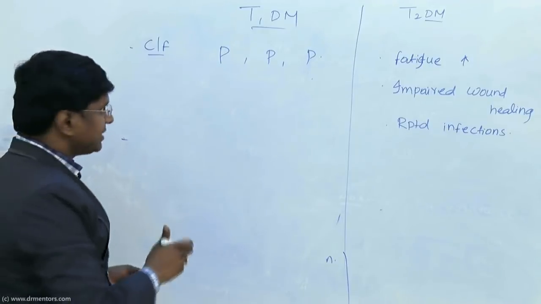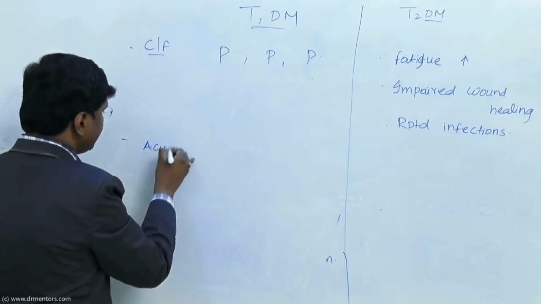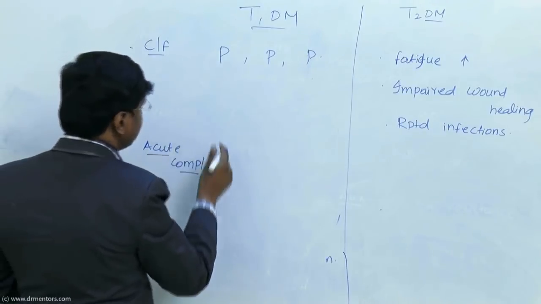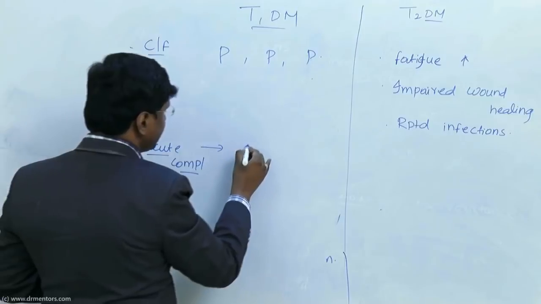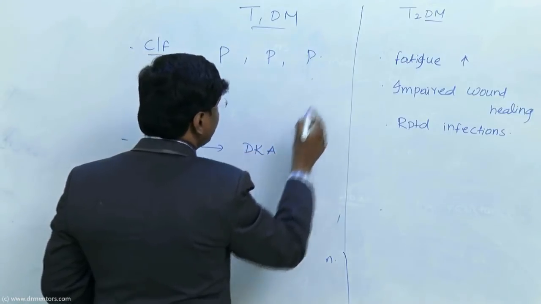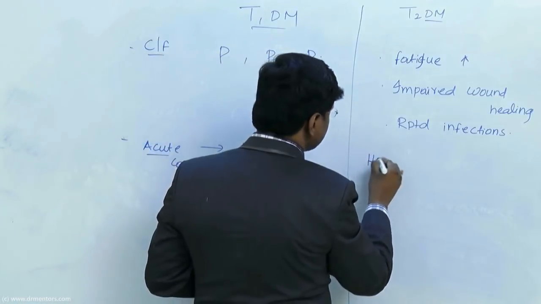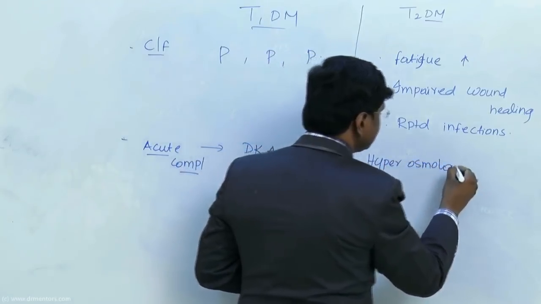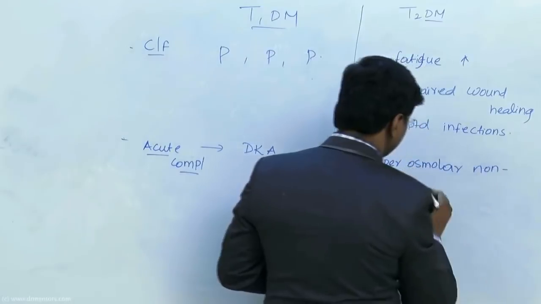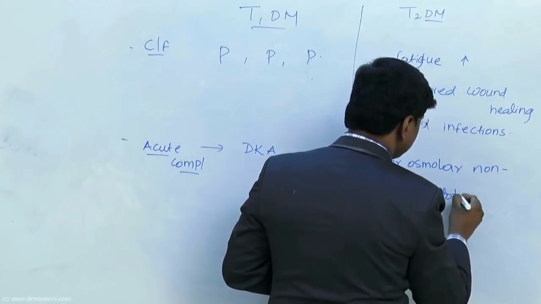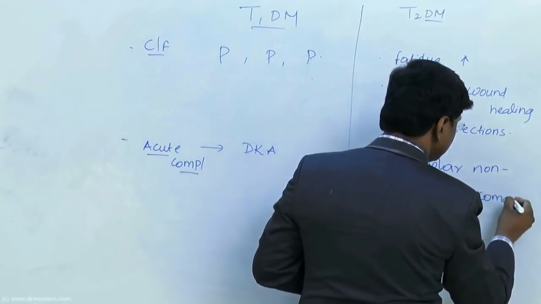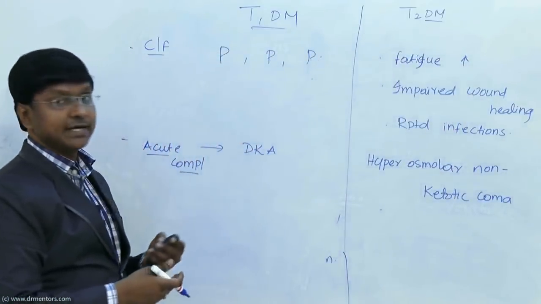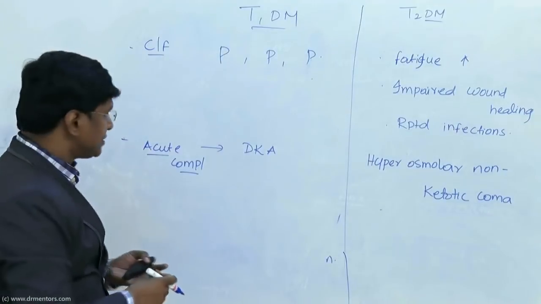Next, the complications. The acute complication in type 1 diabetes mellitus is diabetic ketoacidosis. Whereas in type 2 diabetes mellitus, it is hyperosmolar non-ketotic coma. That is the acute complication in type 2 diabetes mellitus.